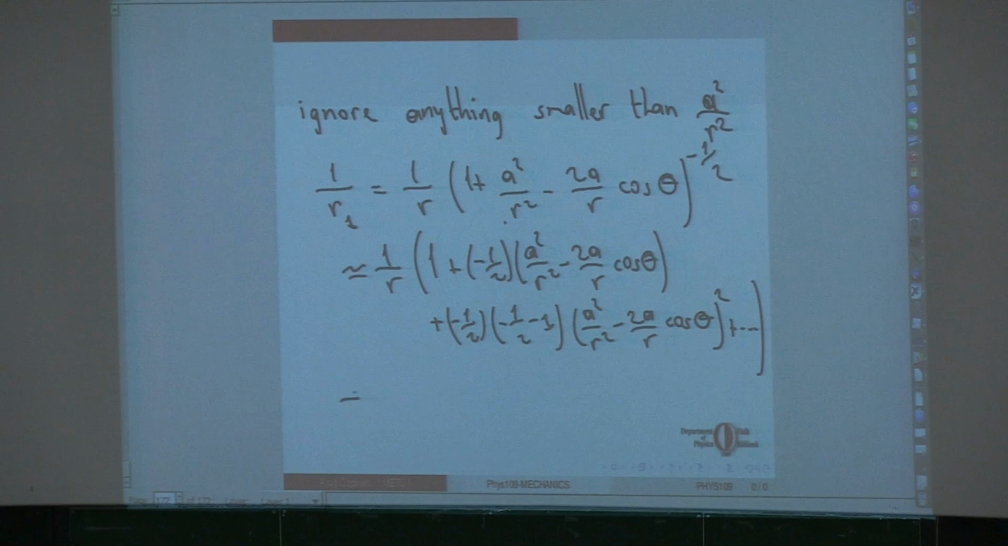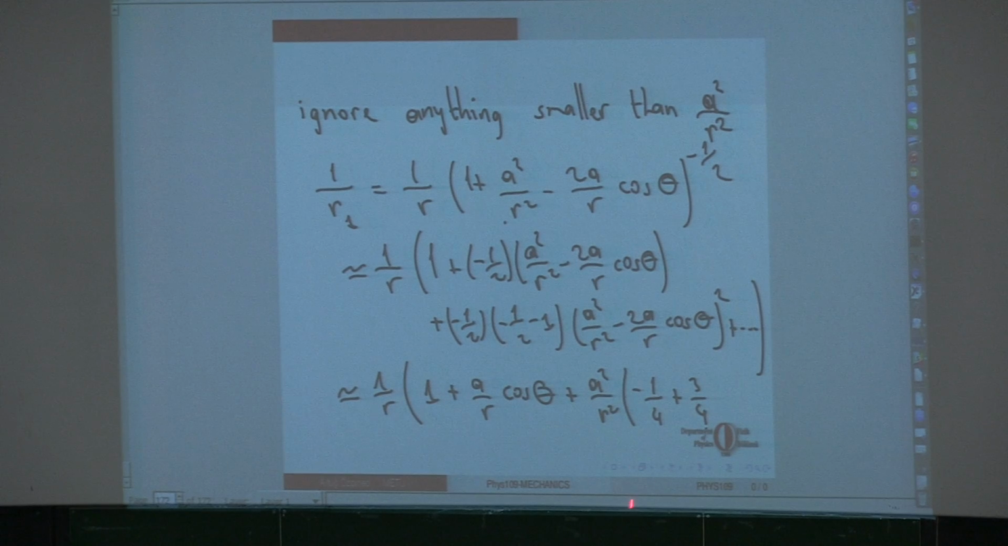And this will be equal to 1 over r, 1 plus a over r cosine theta. Now the a over r term, I have just a single one from this one. Here I start with a squared over r squared. Now here I have an a squared over r squared term. Let me also write a squared over r squared term. From here I have minus 1 half. Well, from here, this is 1 minus 1 half minus 3 half. It gives me minus 3 4 plus 3 4, 3 fourth. Then I have the square of this term. Well, the square of that term gives me a squared over r squared and 4 cosine squared theta.